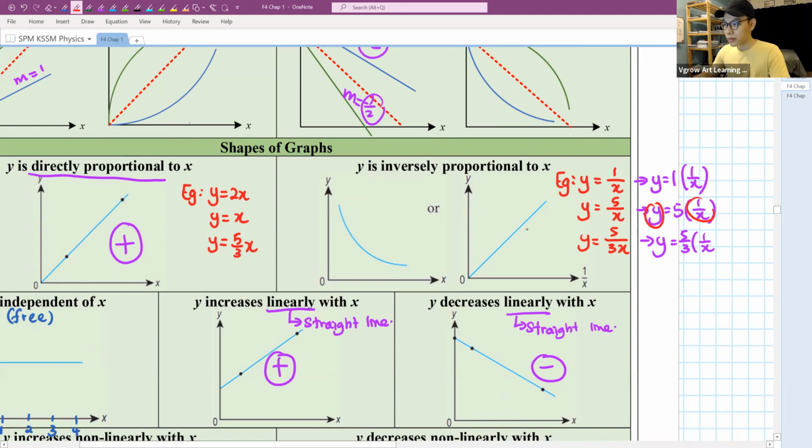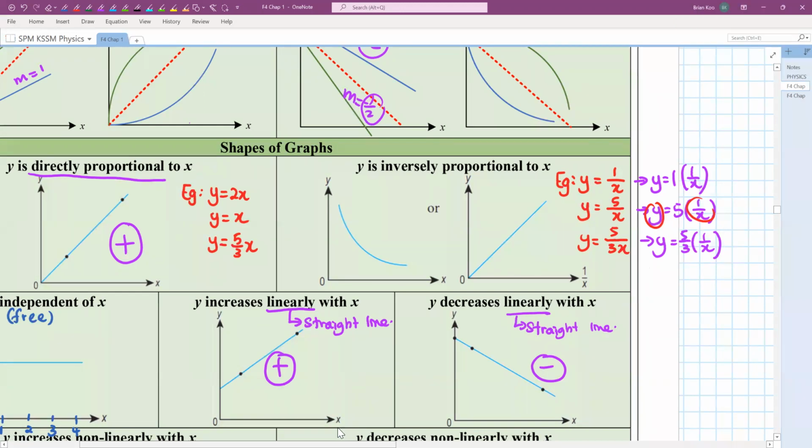The next one is if I go and change the x. Just now we did a few practices already. If I change the x, then it will become just a straight line. Okay, this one can understand? These two are directly and inversely proportional.